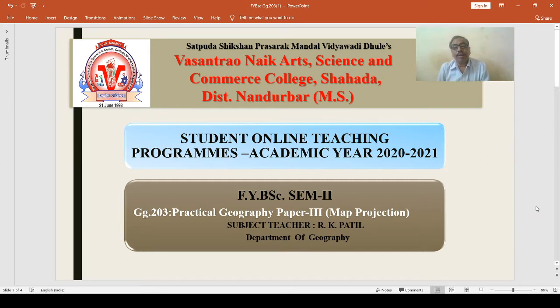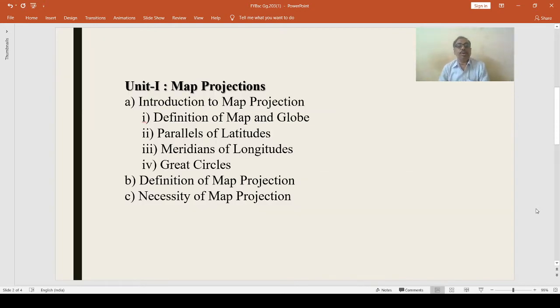Now we are going to study geography paper 3rd, that is GG 203, practical geography paper 3rd, map projection. During this semester we have to study the practical geography, which includes the study of map projection. In this paper there are 4 units.